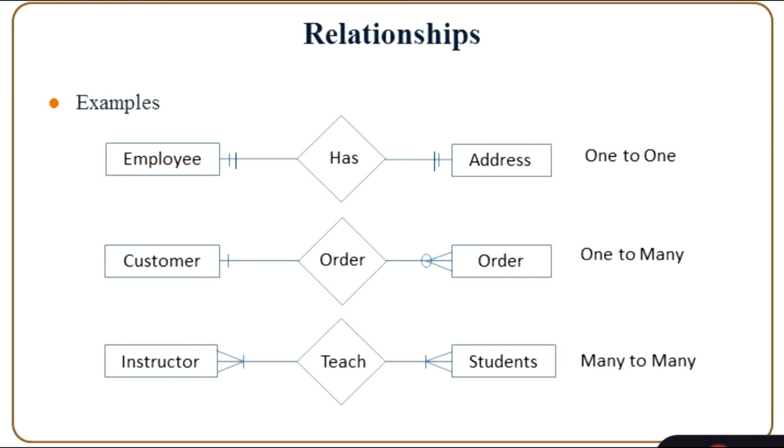Now look at the next example. This is one-to-many relationship. This constraint means 0 or more. So a customer may order 0 or more orders. On the reverse way, an order can be ordered by one and only one customer. In the last example, this is a many-to-many relationship. Instructor and students. Each instructor may teach one or more students. And each student may be taught by one or more instructors.